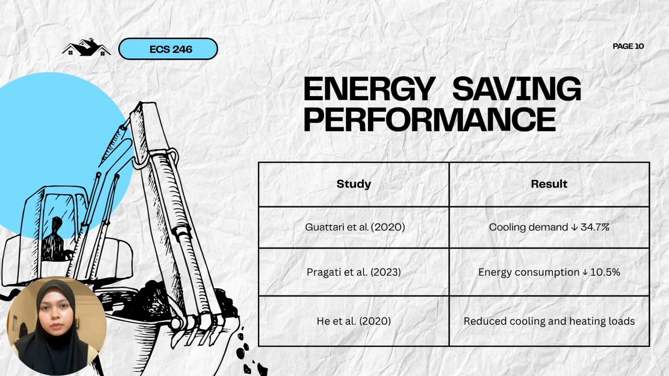Green roofs also improve building energy efficiency. Guattari et al. 2020 reported a reduction in cooling demand, while Pragati et al. 2023 found that total building energy consumption decreases by 10.5%. These findings show that green roofs can reduce electricity usage and lower cooling costs.